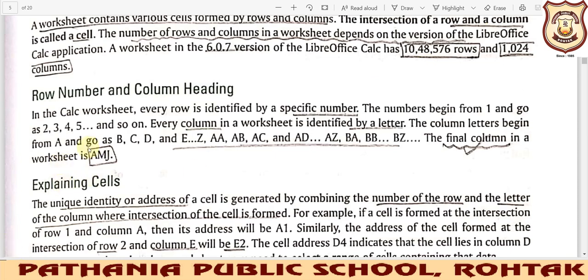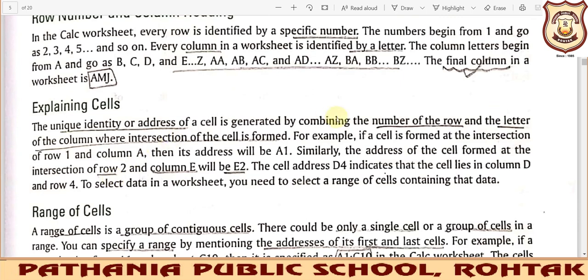Now explaining the cells. So what is a cell? A cell is the intersection of row and column. How will we name a cell where a row and a column coincide? We combine the two to name that particular cell. Like if the row number is 2 and the column is E, how will we write the cell address? That is E2. I can show you here.